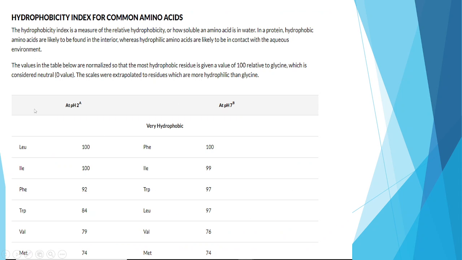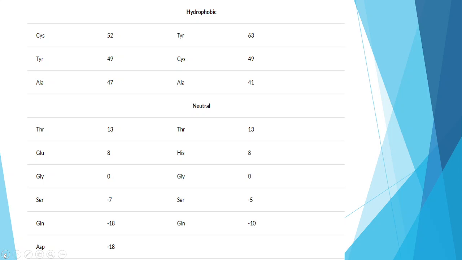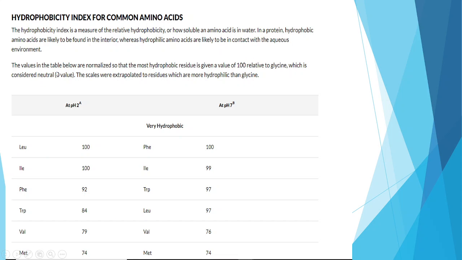So the values in the table below are normalized so that the most hydrophobic residue is given value of 100% related to glycine. यहाँ पर ग्लाइसिन के रेफरेंस में बाकी अमीनो एसिड्स को कंपेयर करके उनकी वैल्यूज़ निकाली गई हैं. और ग्लाइसिन सबसे ज़्यादा न्यूट्रल समझा जाता है, उसको ज़ीरो वैल्यू दी गई है. The scales were extrapolated to residues which are more hydrophilic than glycine. सो यहाँ पे 2 pH पे उनकी वैल्यूज़ दी गई हैं.